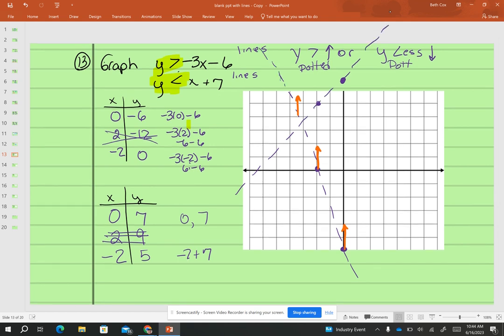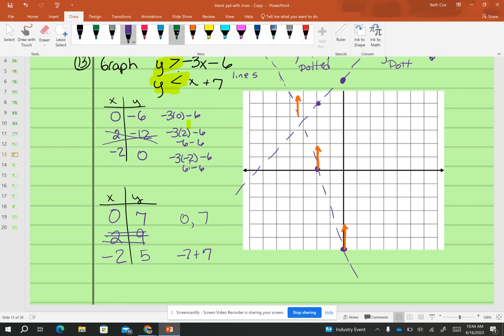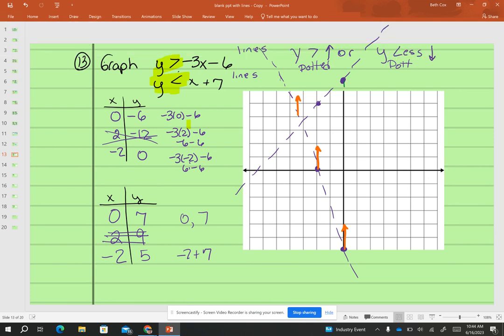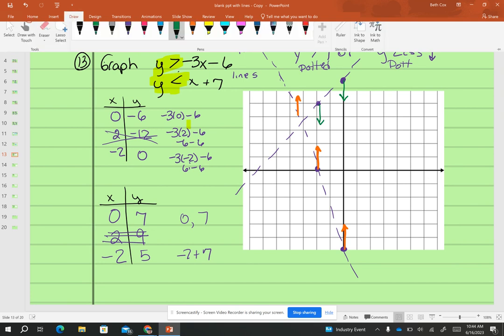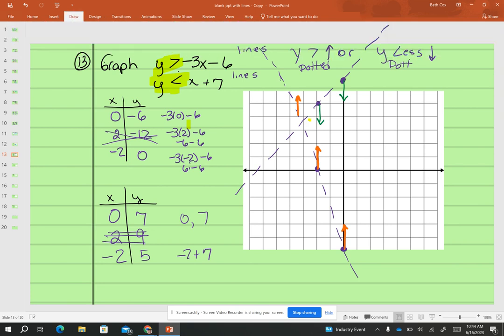And this one is less than. So literally, I'm going to take my little arrow and go down and down. And if you'll notice which area has both arrows. This one right here. This has orange and green arrows. So that's the section I'm going to shade.